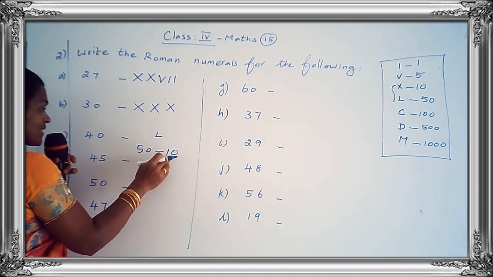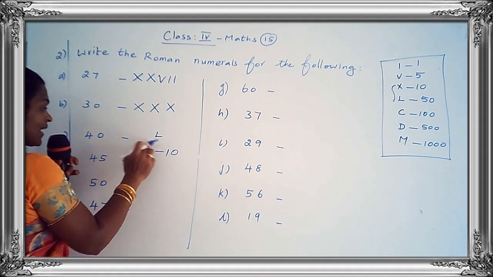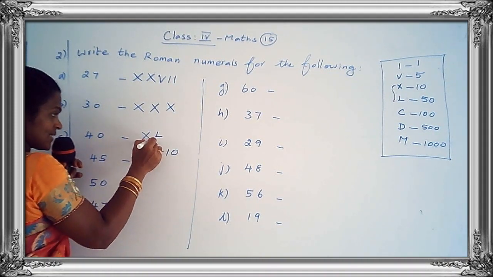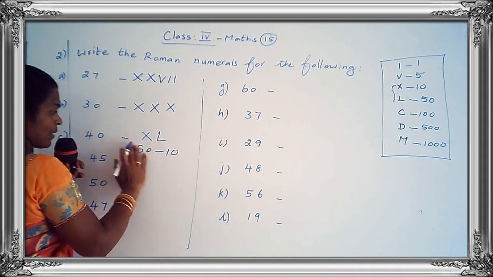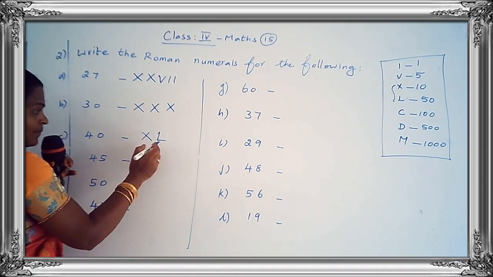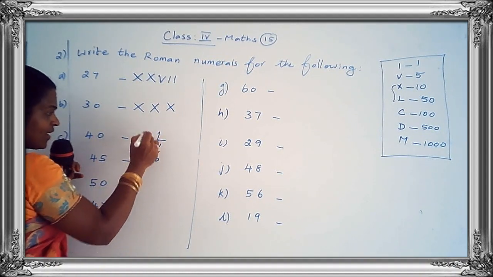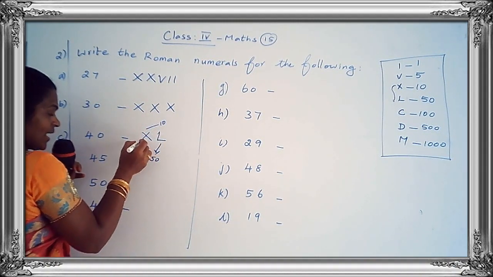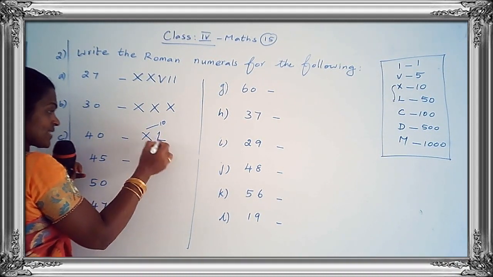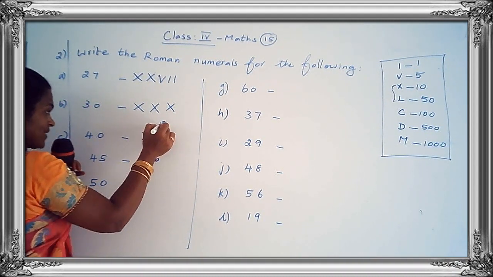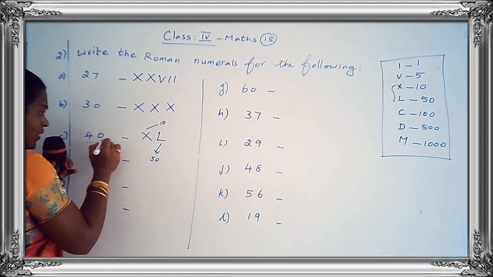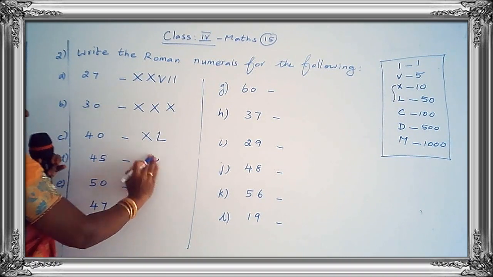So, X is written before the large number. Here the large number is 50, that means L. So X is written before the large number, and that's why our answer is XL. Clear? L stands for 50, X stands for 10. Here X is written before the large number, so it is subtracted. So 50 minus 10 is equal to 40. Okay, children? So that's why 40 means XL.